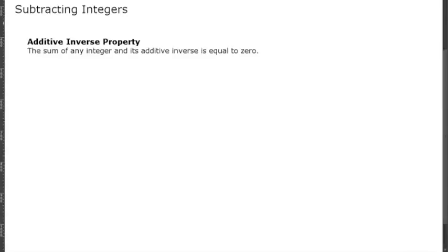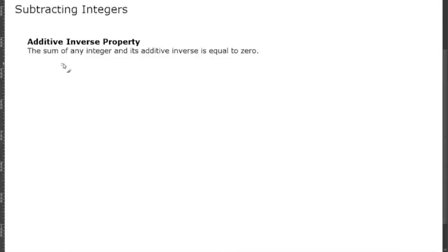In this video, I'm going to teach you how to subtract integers. Before we get started, let's look at what an additive inverse is. The additive inverse property says that the sum of any integer and its additive inverse is equal to 0.